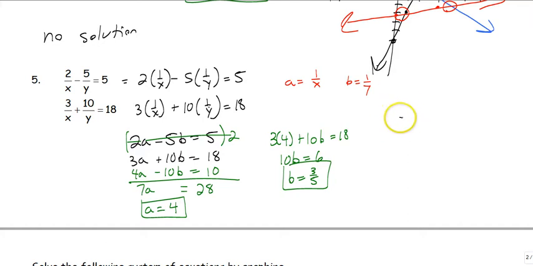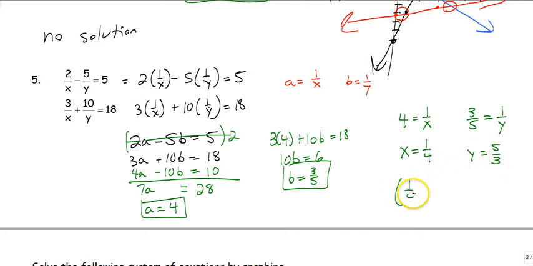Well, we know that 4, or a, is equal to 1 over x. So basically, when you cross multiply or flip it, multiply both sides by x, divide by 4, you get x is actually equal to 1 over 4. For this one, all you have to do is flip the fraction. It's basically the reciprocal. So that means y is equal to 5/3. So my final answer would be 1/4 for x, 5/3 for y.